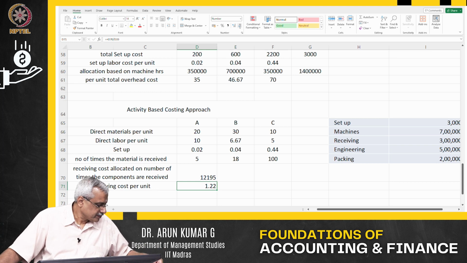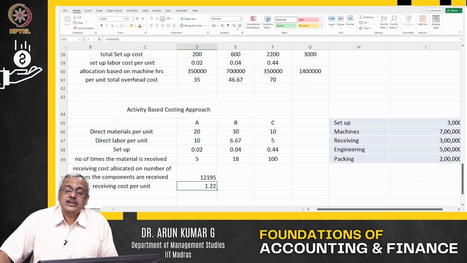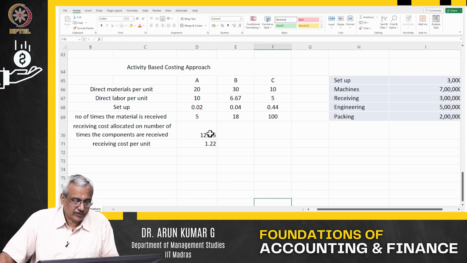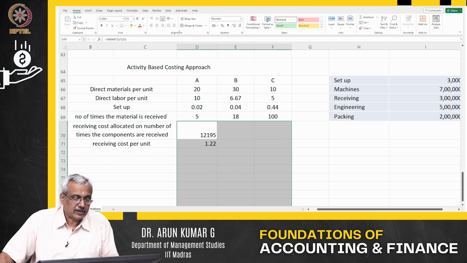1.22 is what I will get. I am just checking. Now I am just going to center all this so that it is easier in this particular case.